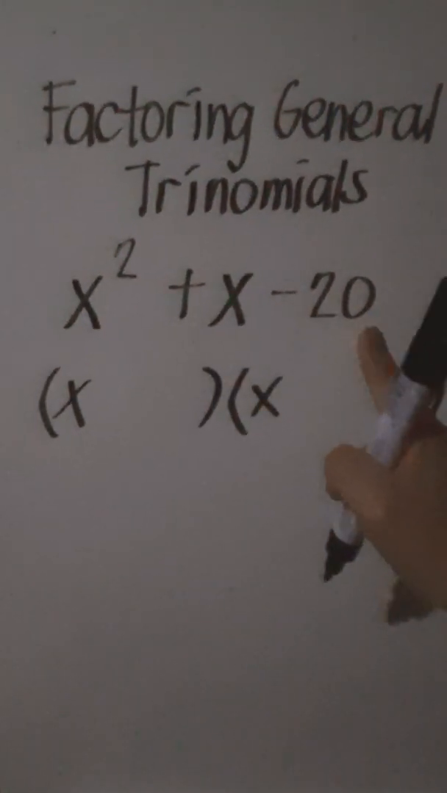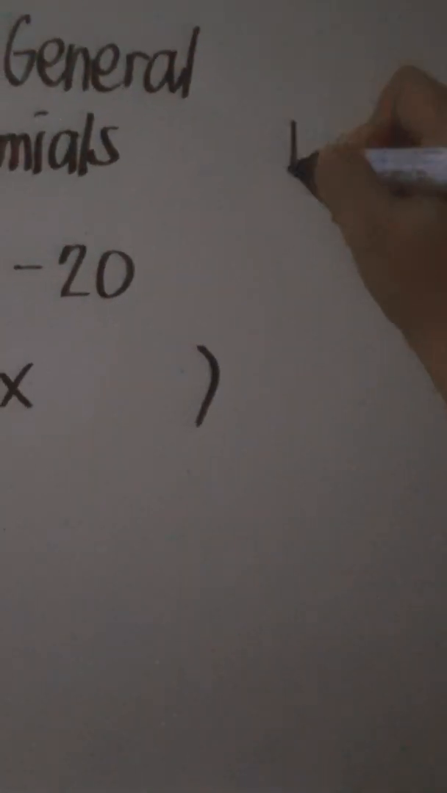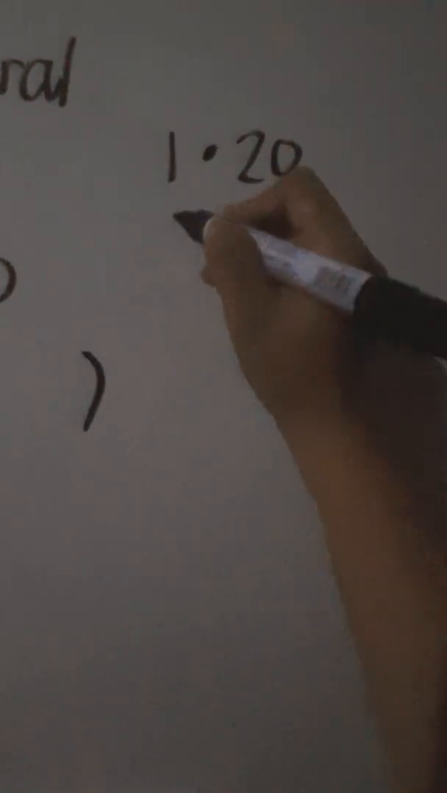Okay, let's look at the last term. What are the different factors of 20? So, to get 20, pwede ka mo multiply 1 times 20. You can also have 4 times 5.